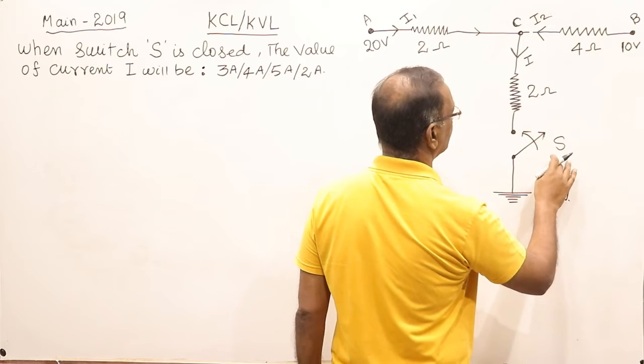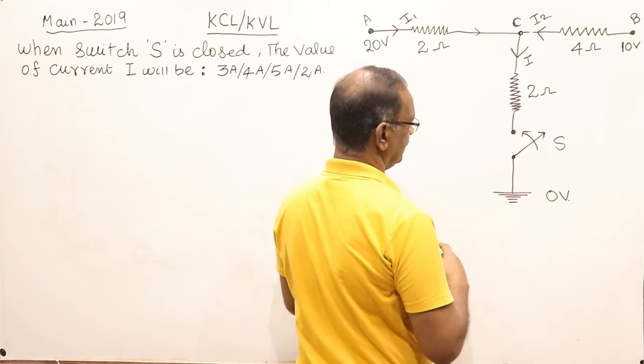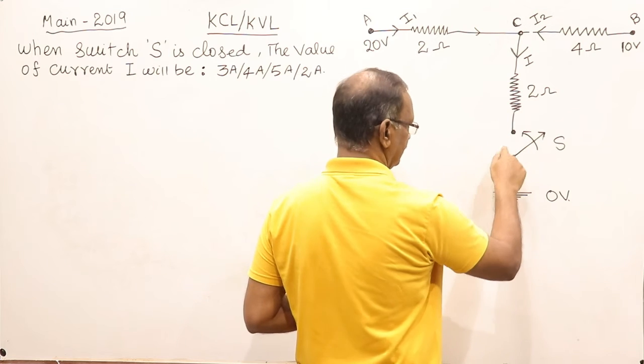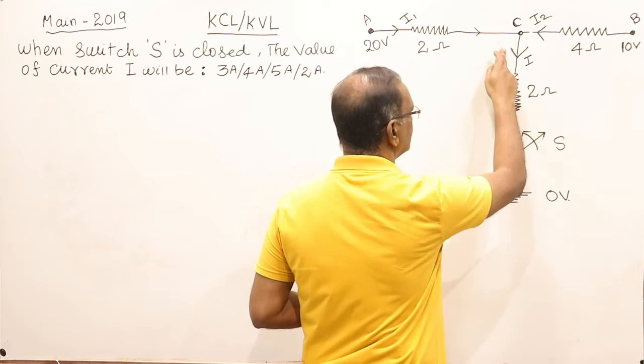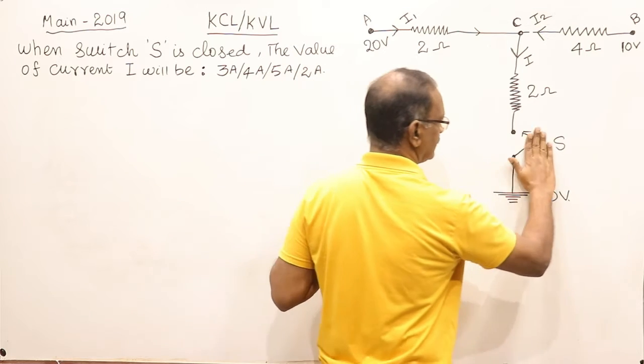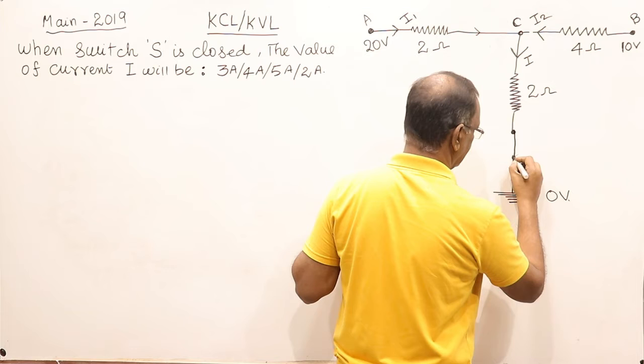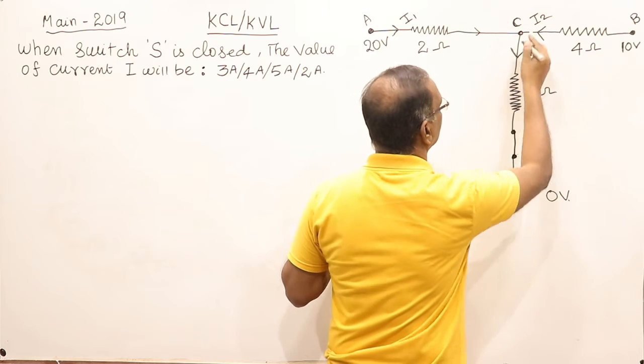This is the switch. When the switch is open, there is a break between this point and this point, so no current will flow in this branch. When the switch is closed, it is like this, and the current will flow.